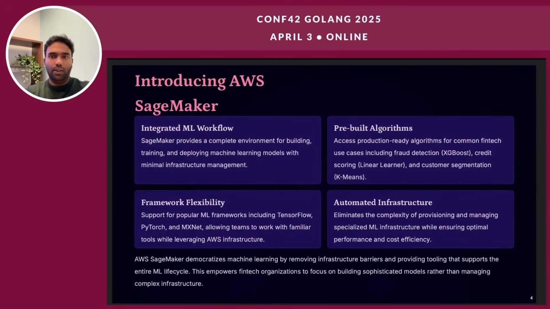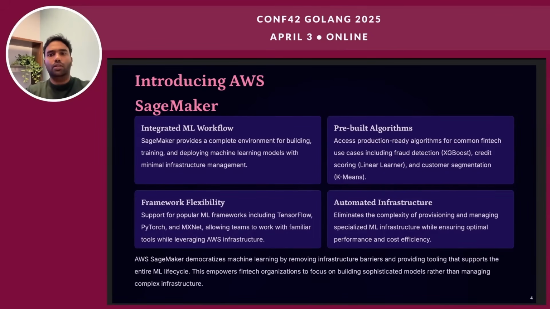It has framework flexibility. It supports popular ML frameworks, including TensorFlow, PyTorch, and MXNet. It also has multiple kernels, and it also enables usage of Golang for model development and deployment, allowing teams to work with familiar tools while leveraging AWS infrastructure. It has automated infrastructure management. It eliminates the complexity of provisioning and managing specialized ML infrastructure while ensuring optimal performance and cost efficiency.